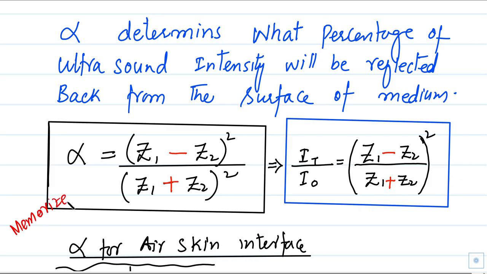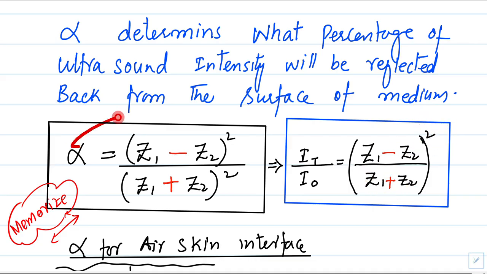I would request you to memorize it, just like your Doppler effect equation, though it would also be given to you on page number 2. So alpha is z1 minus z2 whole squared divided by z1 plus z2 whole squared. This is an important thing: the difference of z's divided by the sum of z's. Difference divided by sum. Never write sum divided by difference. So the difference of z divided by the sum of z's, whole squared.